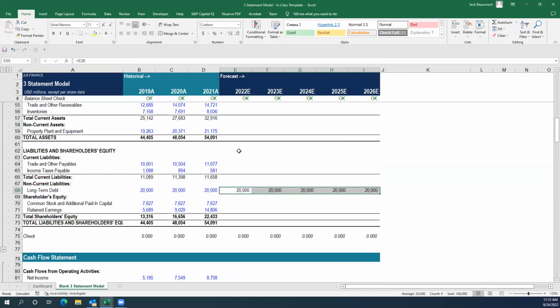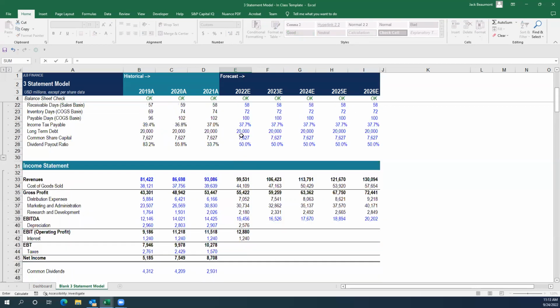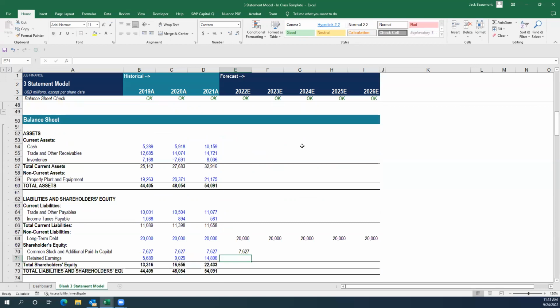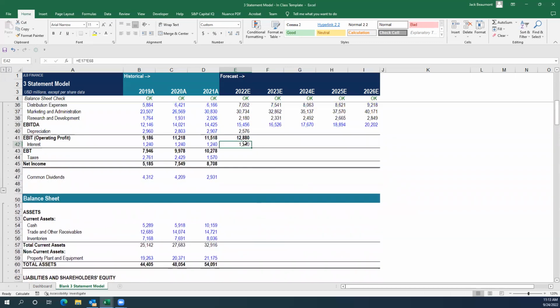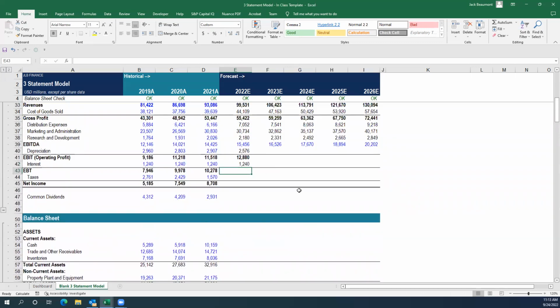Okay, so copy that across. Let's go ahead and do our equity while we're here, just to save us some time. Okay, that's good. And so our interest rate, and that's come through now. And so we can find our earnings before tax by taking our EBIT less our interest payment.